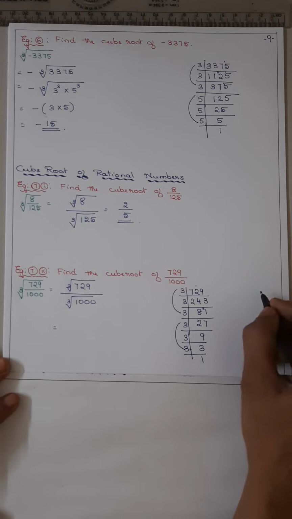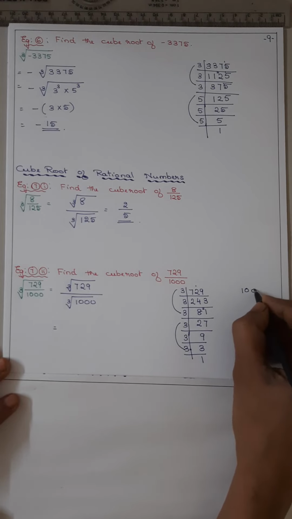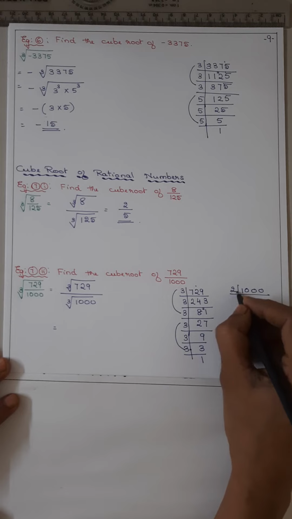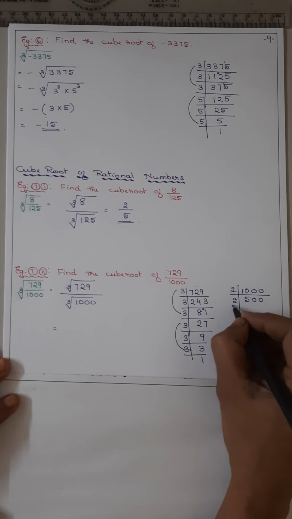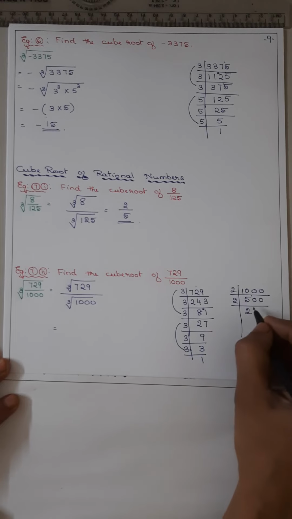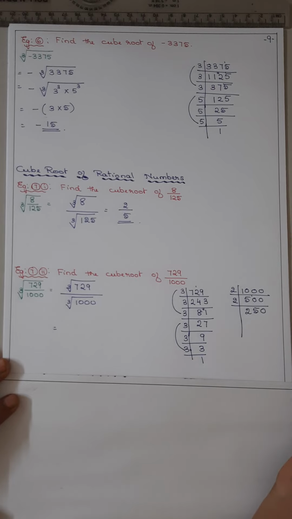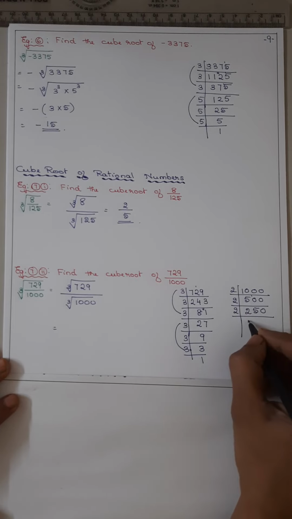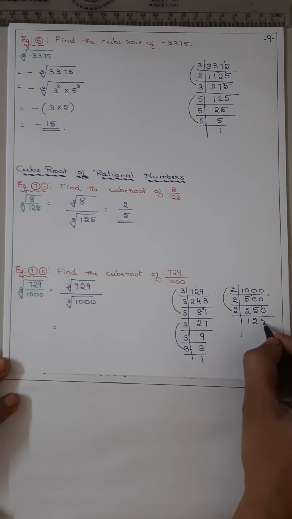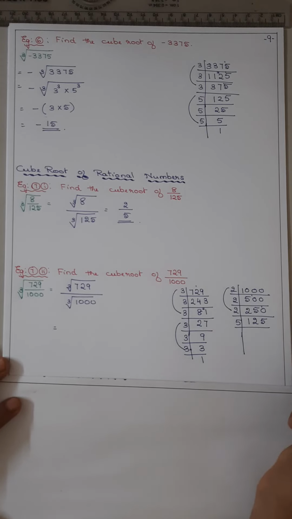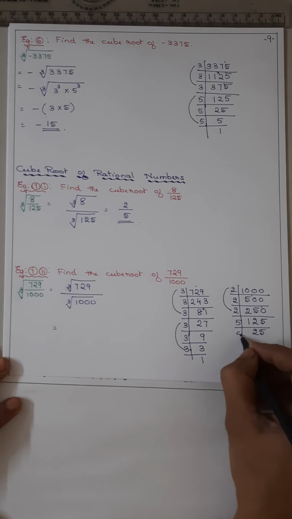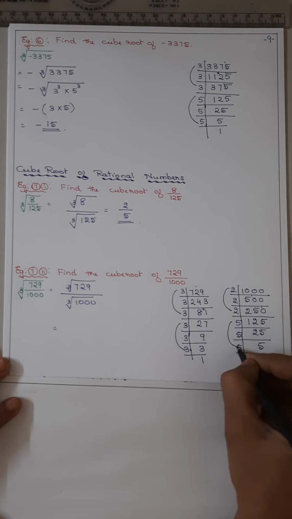Okay. Now coming to 1000. 2 5s are 10, 0 0 as it is. 2 2s are 4, 1 remains, 2 5s are 10, 0 as it is. 2 1s are 2, 2 2s are 4, 1 remains, 2 5s are 10. Now you know 125 is the cube of 5. 5 25s are 125, 5 5s are 25, 5 1s are 5.